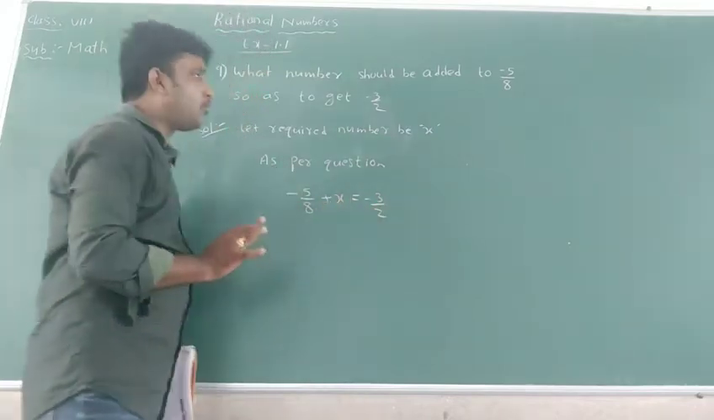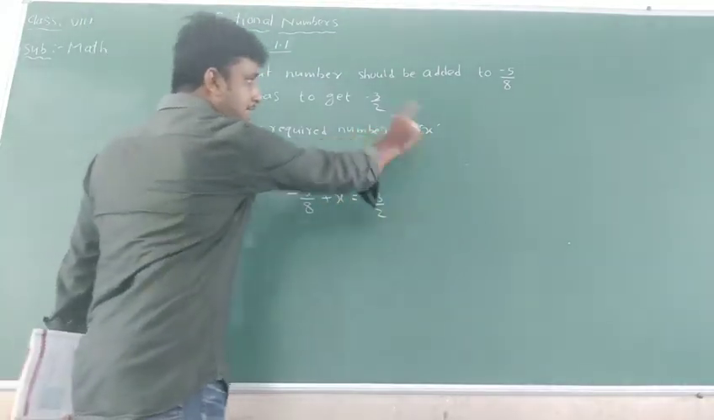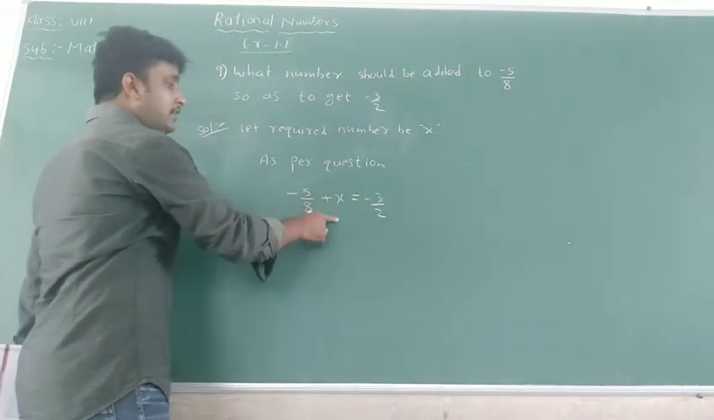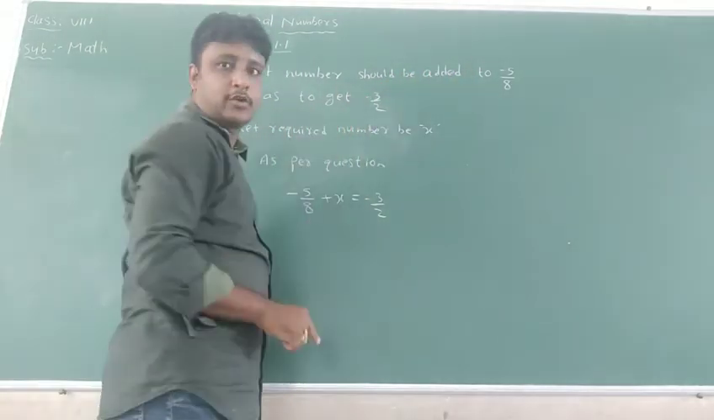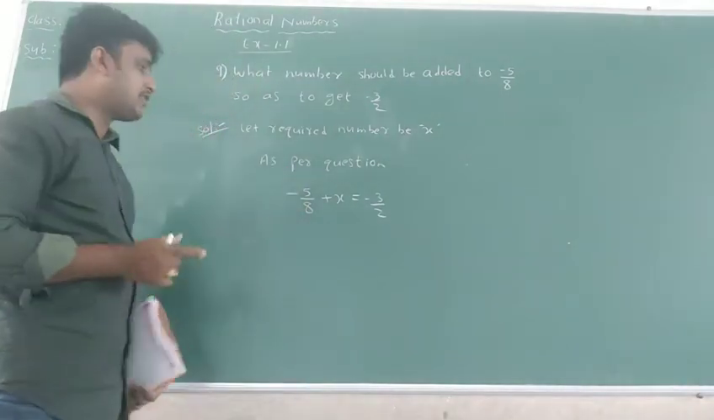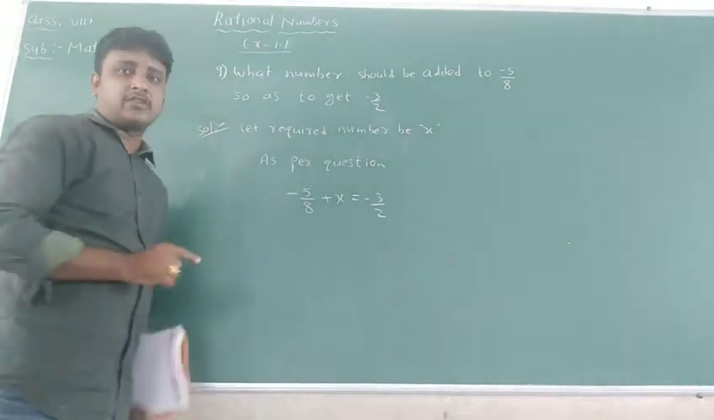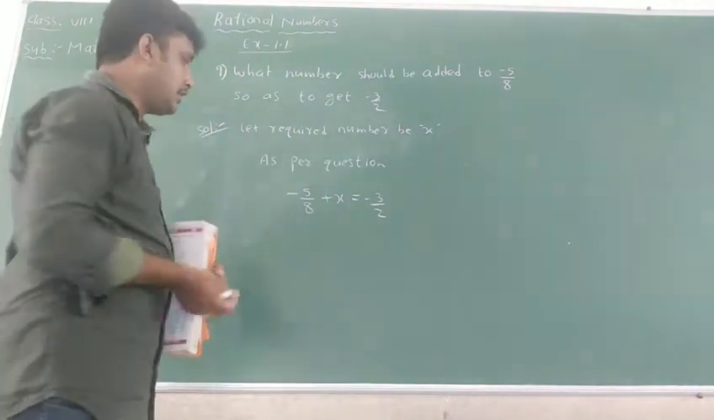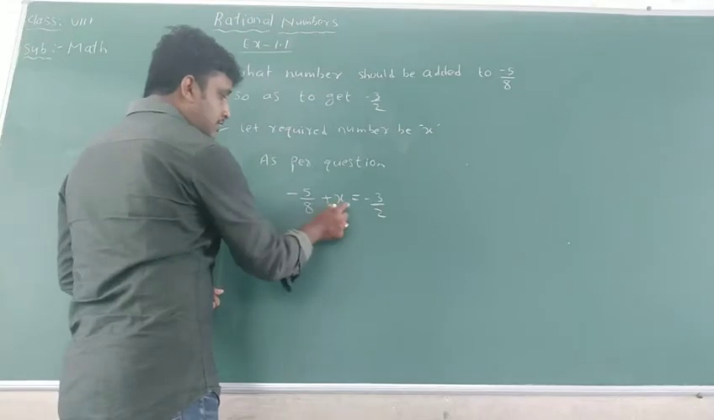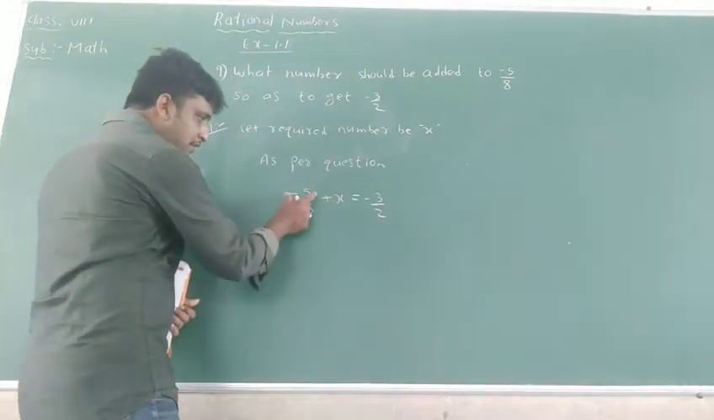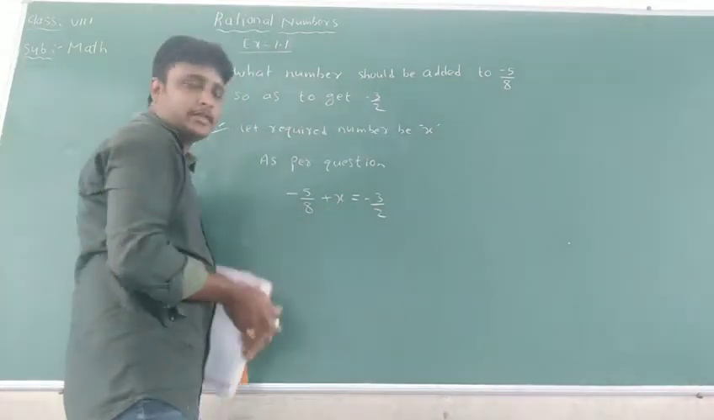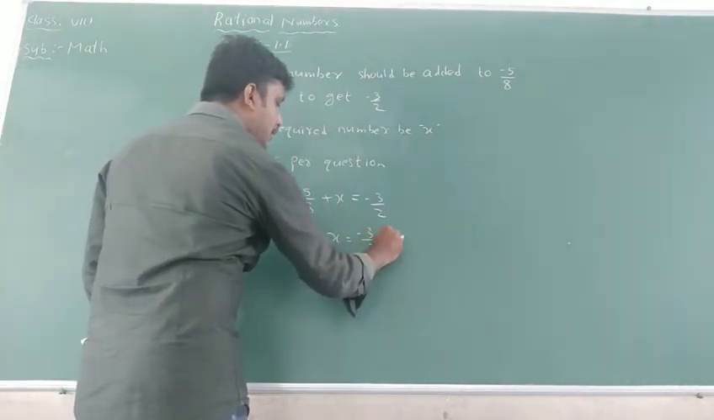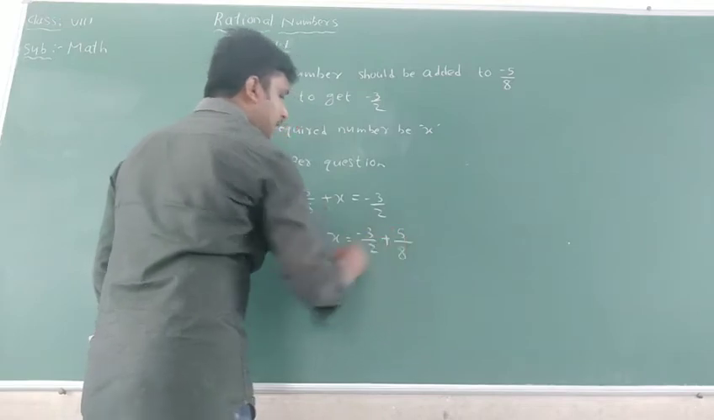So this point is very important. The required number we are taking as x. Next, that number we have to add to minus 5 by 8. If you add, the entire answer will become minus 3 by 2. So you have to frame the equation first. Don't make any mistake while converting the given question into the equation. That is very important. First you have to find the x value. So minus 5 by 8, send it to the other side. You will get x equal to minus 3 by 2 plus 5 by 8.